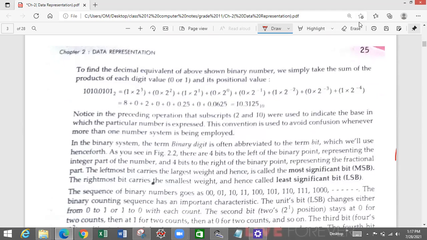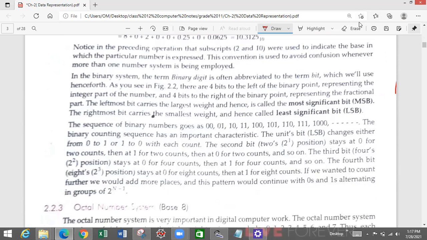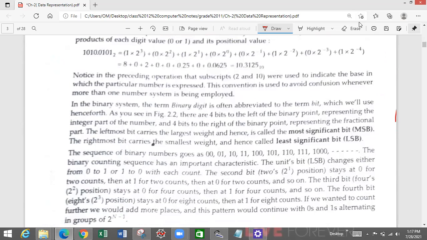To find the decimal equivalent of the above binary number, we simply take the sum of the product of each digit value. Now we'll be learning how to convert different number systems into each other. But prior to that, we'll be seeing all the number systems first. So this is about the binary number system. What is the base, how many symbols are there, and why we use the binary number system. They are positional number systems. On the left hand side, the first digit is called MSD. On the right hand side, the first digit is called LSB.